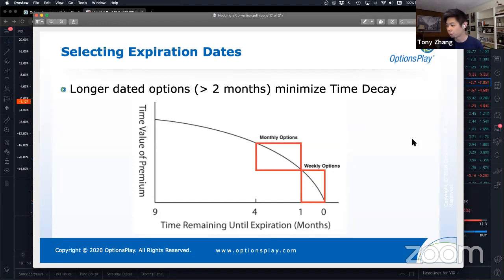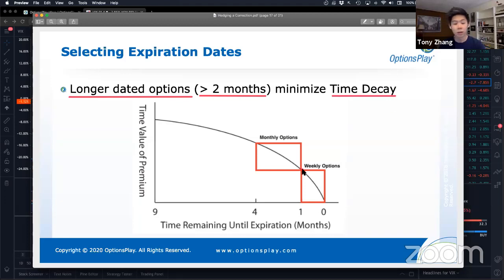Now, the thing about buying put options on your portfolio is that what's really working against you is time decay. Time decay is the biggest thing that is going to offset the gains of your put option. So how can you optimize your hedging by picking the right expiration date? The answer is simply using longer dated options. Generally speaking, longer than 2 months is a good time frame to start, because what you're trying to do is minimize your time decay.